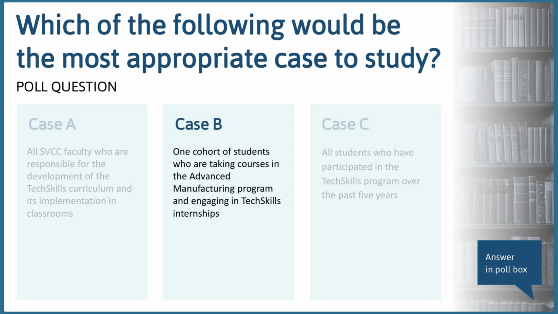Case B, however, is the sweet spot. This option focuses on a specific cohort of students currently enrolled in the advanced manufacturing program and participating in tech skills internships. This gives us clear boundaries. We know who we're looking at and what components they're experiencing. It allows us to explore how the initiative is functioning in a real world context while still maintaining a manageable scope. This kind of focused approach helps us get those actionable insights: how things are working for whom, and where there's room to grow. So if you selected case B, well done. That's the best option given our evaluation priorities.